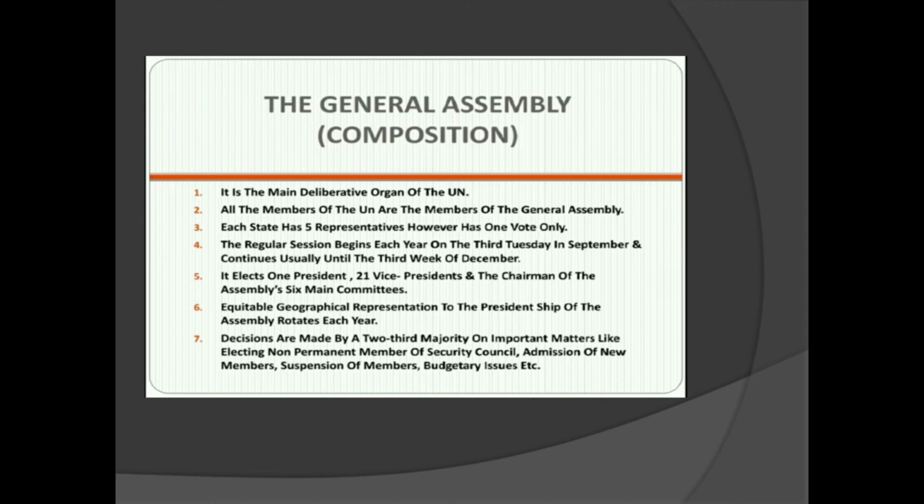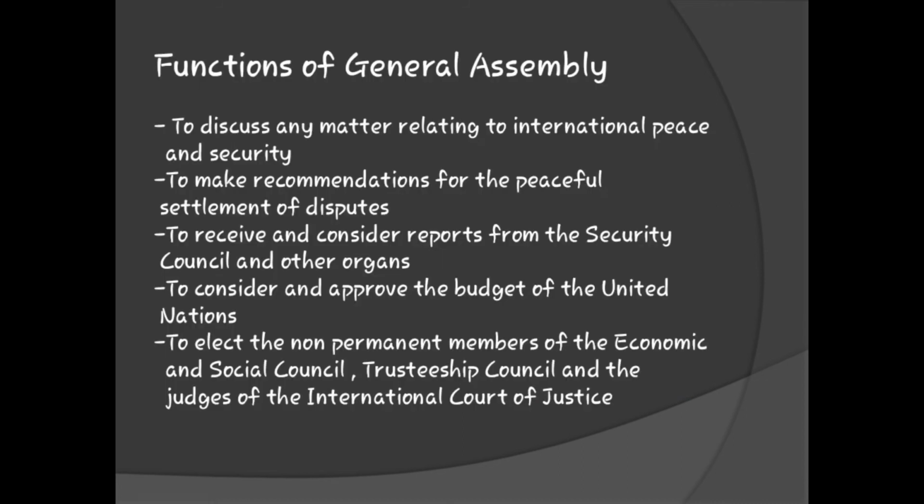What are the functions of the General Assembly? Apart from what we discussed as important matters, what are the other functions? The General Assembly needs to receive and consider reports. First of all, receive the reports and then consider them. Reports from where? Reports from the Security Council and other organs. So, being the main organ, it needs to receive reports from the other organs, and then it goes on considering them. It also considers and approves the budget of the organization.